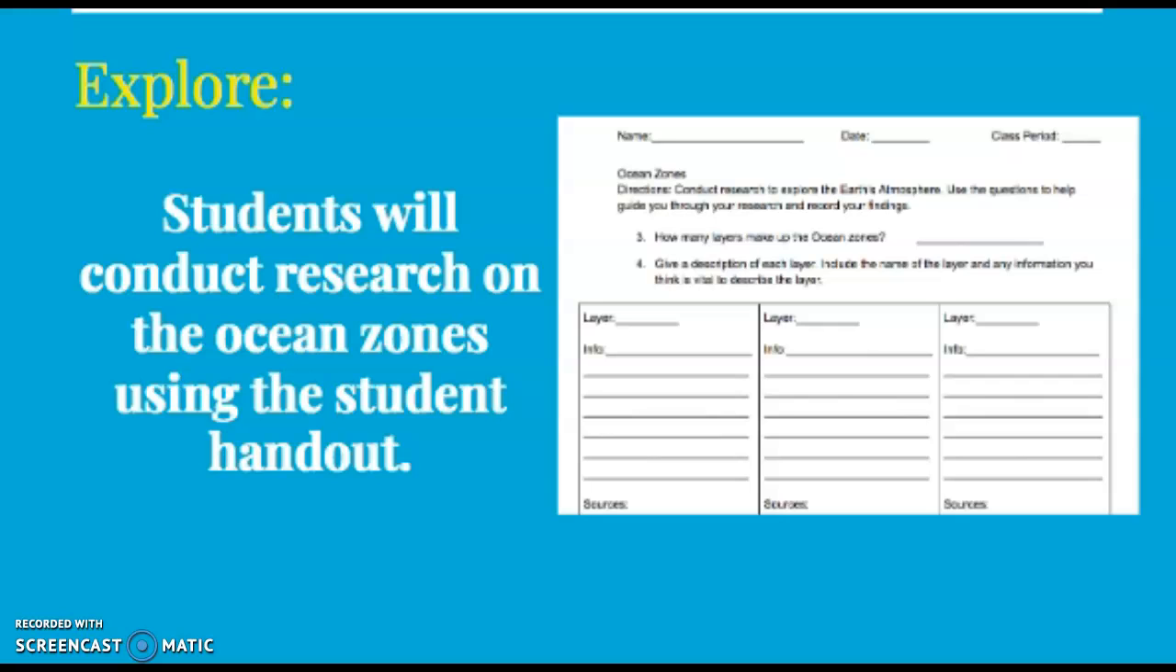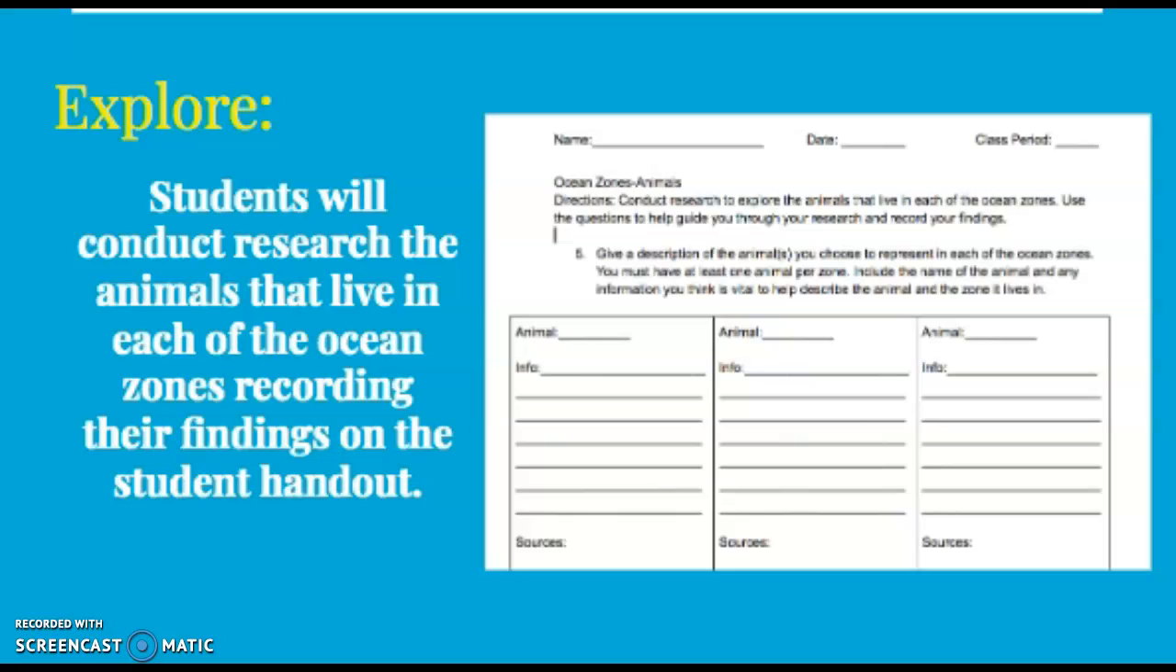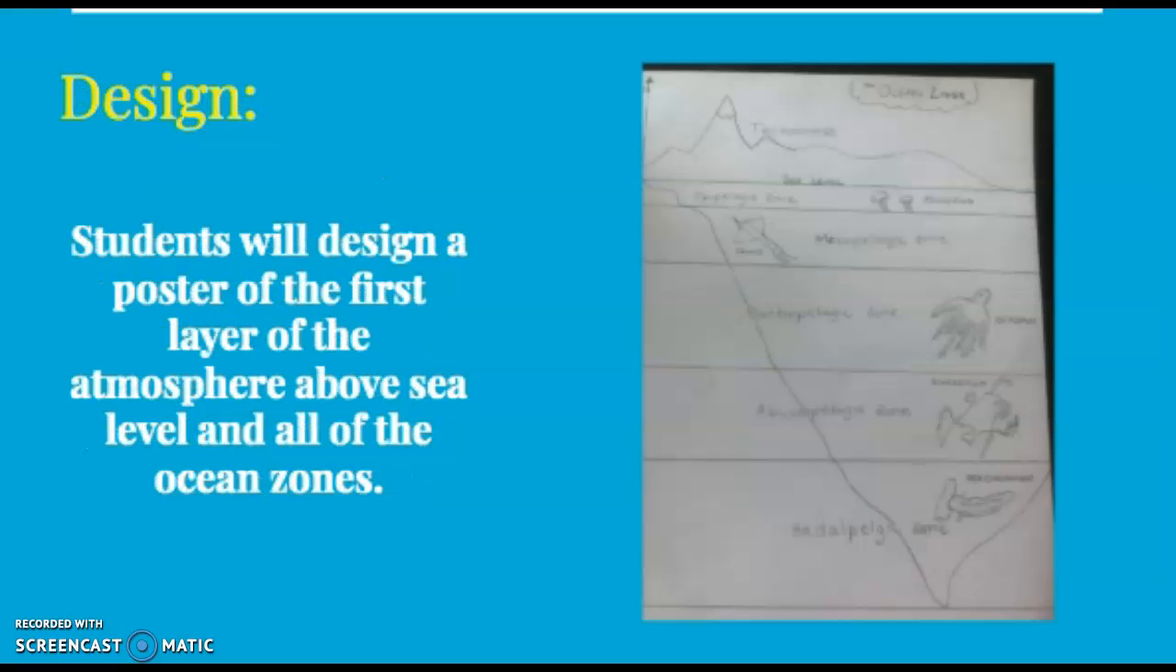Once they find out about all the ocean zones, then they're going to study the animals that live within the ocean zones. They have to find at least one animal in each level and give a description of the animal and why they live in that zone. Their description of the animal should also reflect the ocean zone that it lives in: temperature, distance, the amount of light, and so on and so forth. Once they gather all of that information, then they're going to design their poster.